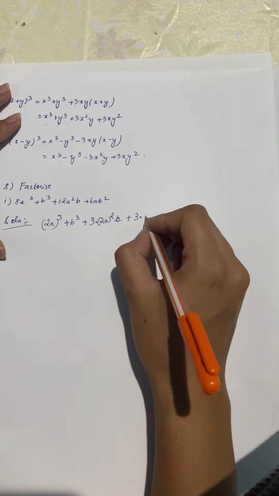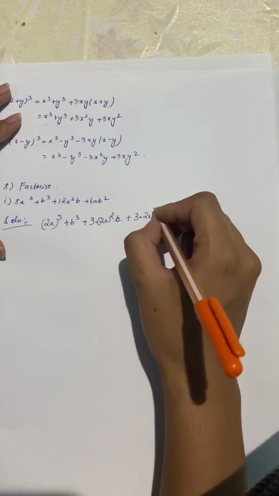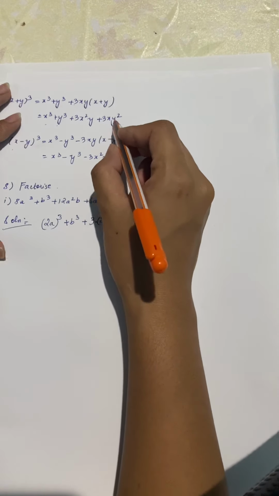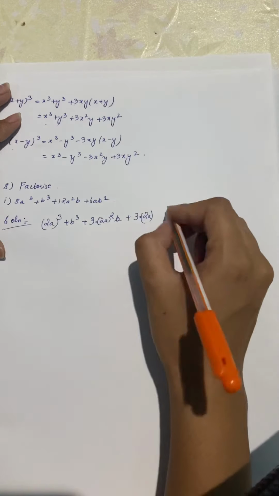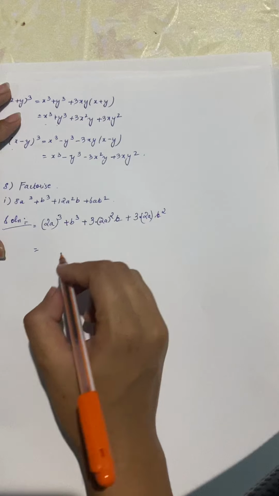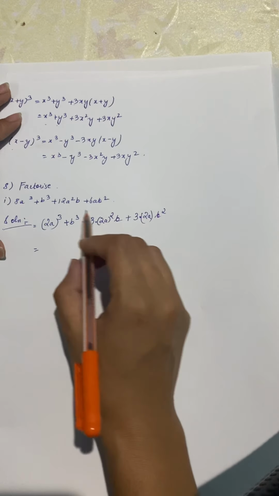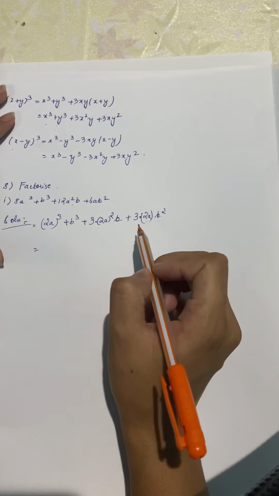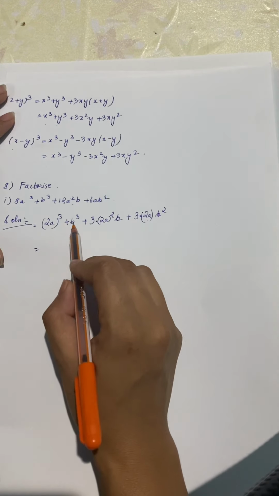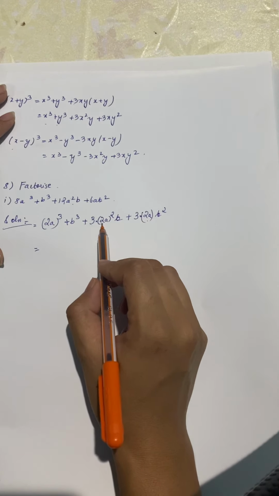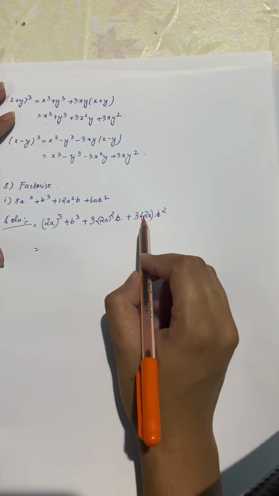So what is our x? 2a. And finally, what is our y? What is our y in the case of this? Look at the formula, 3xy squared. So what is our y squared going to be? It's going to be b squared, all right? You clear with this? So you open up the bracket and you'll end up getting 12a squared b. Open up this bracket, and you'll end up getting 6ab squared. So this is in the form of (2a) cubed plus b cubed plus 12a squared b plus 6ab squared.